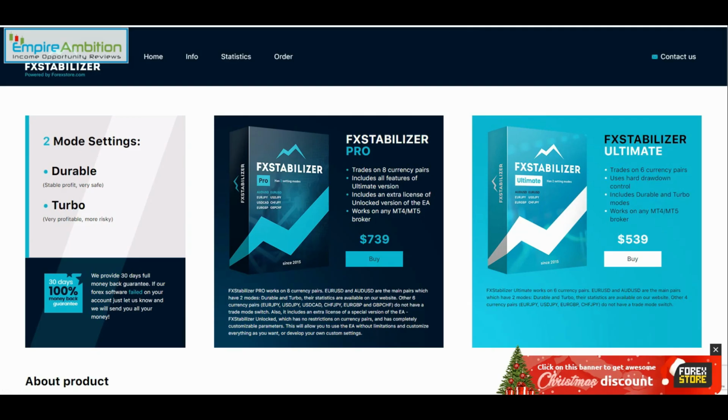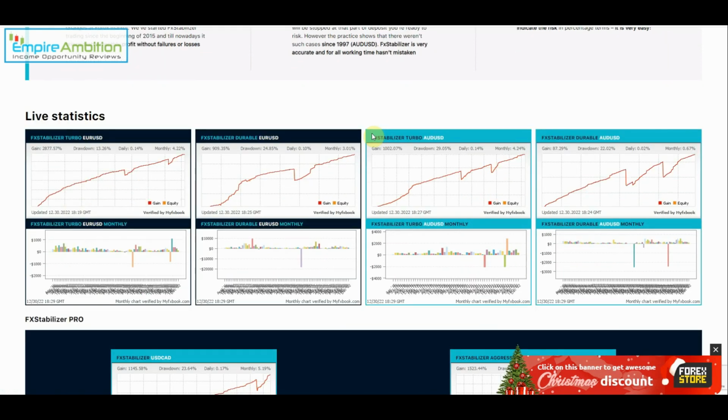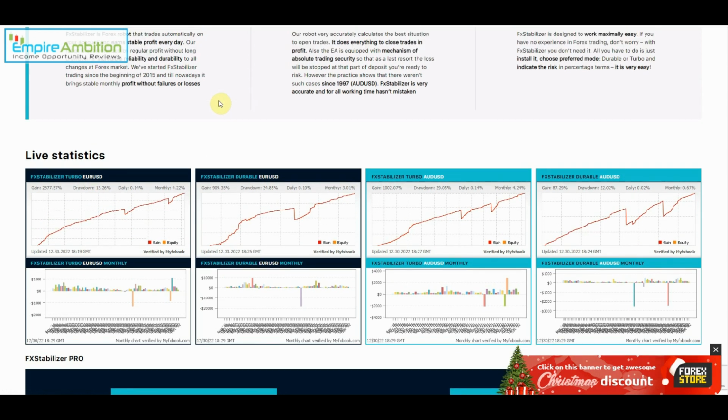All right, so I see FX Stabilizer Oldsmit, and I see FX Stabilizer Pro. So I'm not sure if, all right, so this right here does say Turbo on it. So I'm not sure if that's just some of the settings that they have. Interesting.